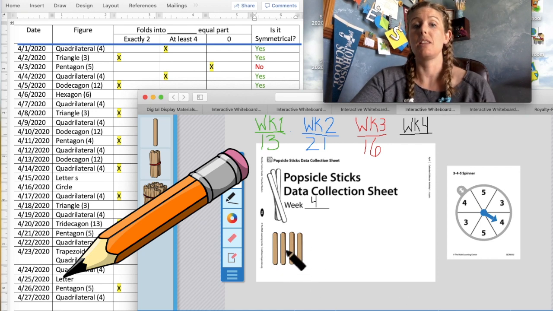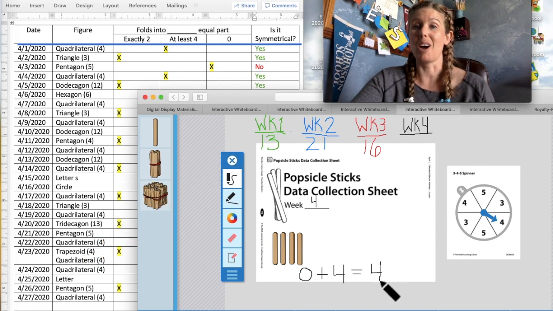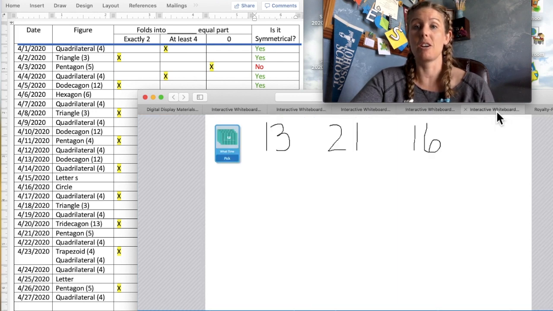And let's think, the beginning we started with 0. So we're writing a 0 down on our paper. And how many did we add today to our chart? We added 4. So 0 plus 4 is the same as 4. Nice job, first grade.